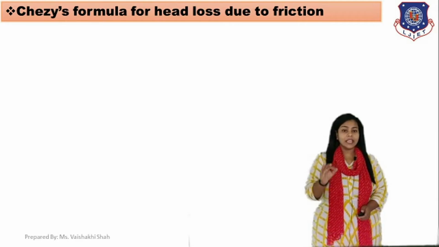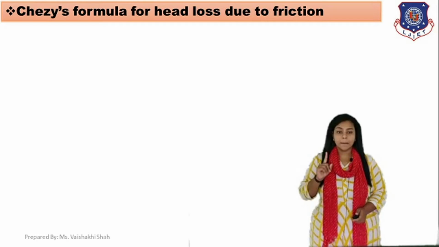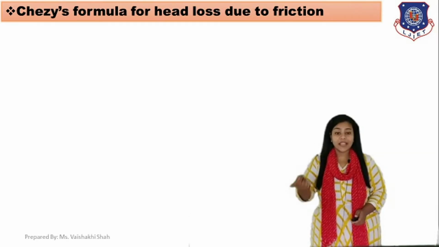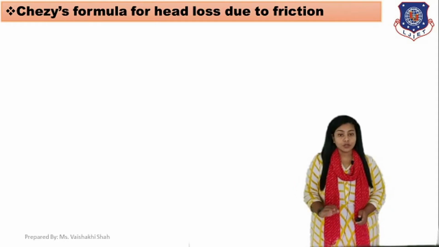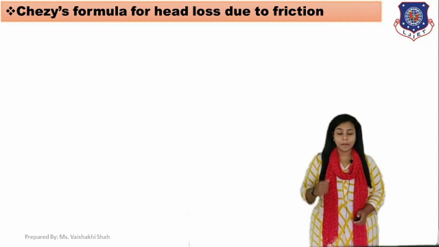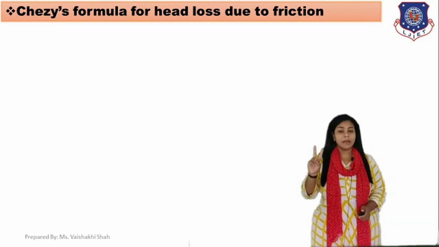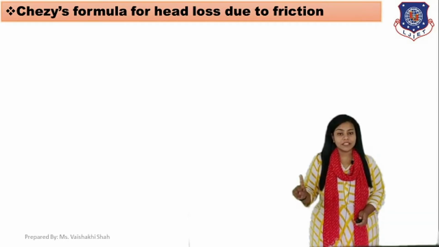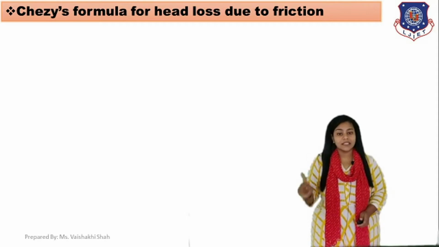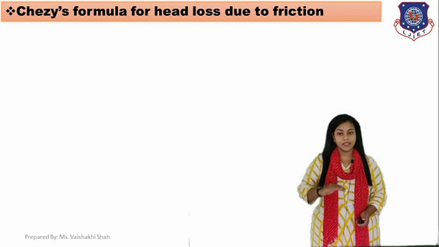Now in this session we will derive Chezy's equation for head loss due to friction in detail. If you remember, there were two energy losses, major energy loss and minor energy loss. Major energy loss is due to friction, and we can find the major energy loss or head loss due to friction by two methods, the Darcy-Weisbach equation and Chezy's equation. In the last lecture we derived the Darcy-Weisbach equation, and in this session we will derive Chezy's equation in detail.